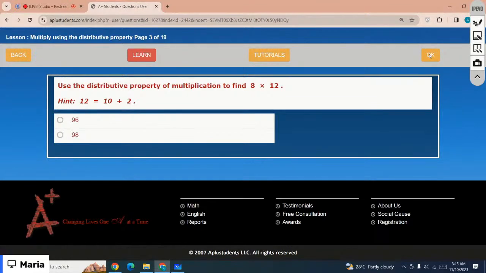Okay, the next one is use the distributive property of multiplication to find 8 times 12. So which is the correct option? Use your notebook, multiply and write the answer in the chat box. 8 times 12 equal.